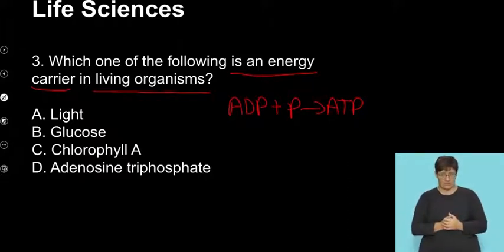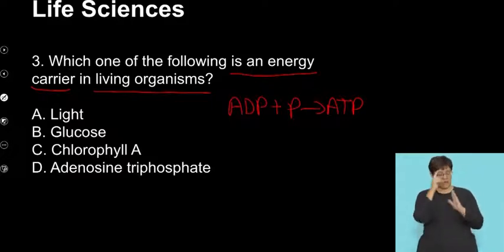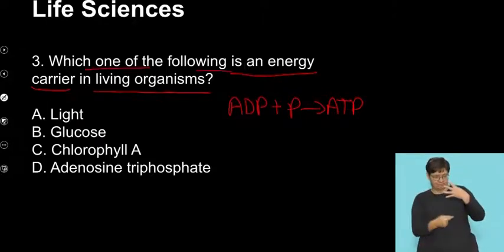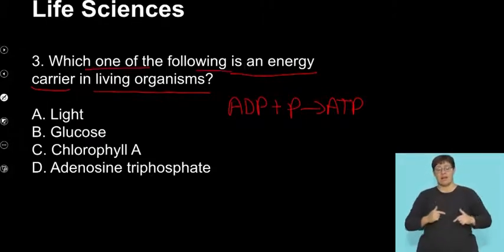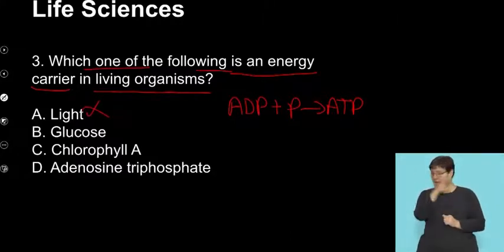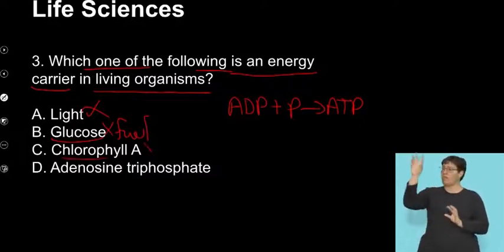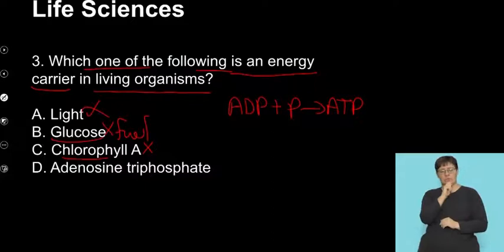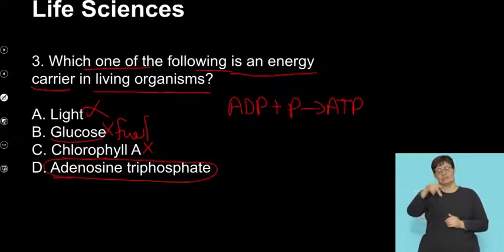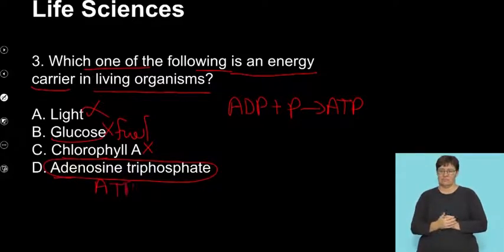I'm going to read the question again so that we understand the question properly before we attempt. Which of the following is an energy carrier in living organisms? Is it light? That's not correct. Glucose is not an energy carrier. It's a fuel that actually is needed to provide the energy during cellular respiration. So that's not correct. Chlorophyll, guys, that's the pigment that is used in the absorption of light. And finally, as I mentioned, this is ATP or adenosine triphosphate. And so this answer would be the correct answer, D.